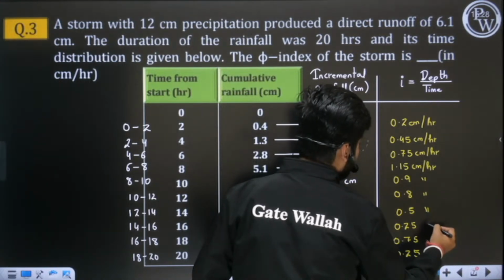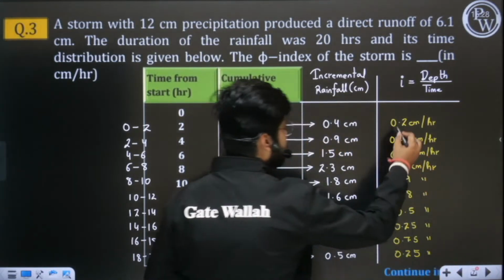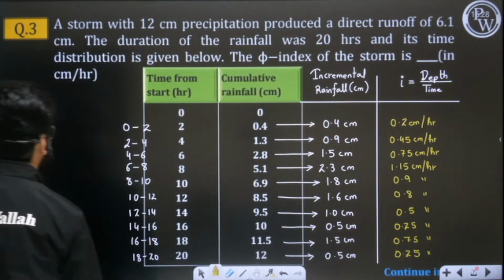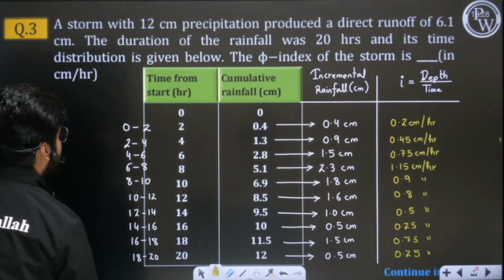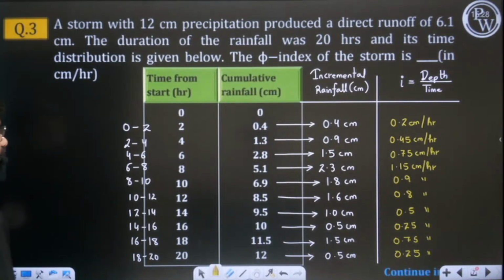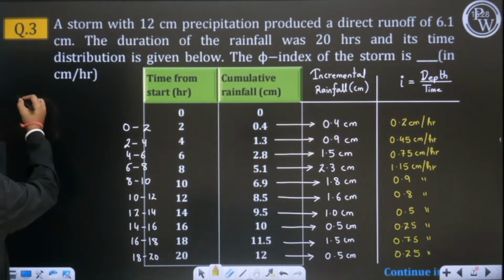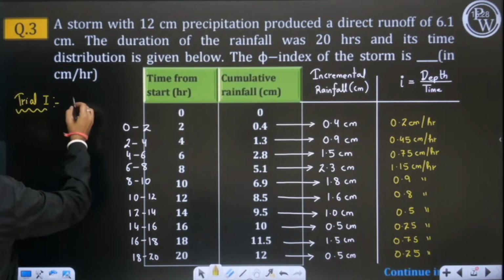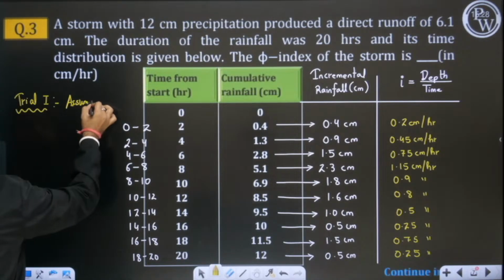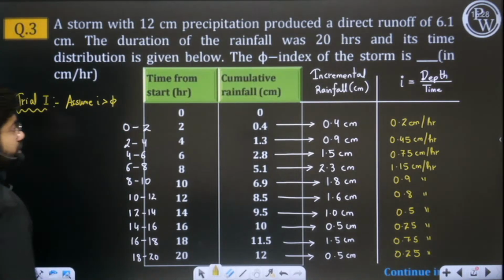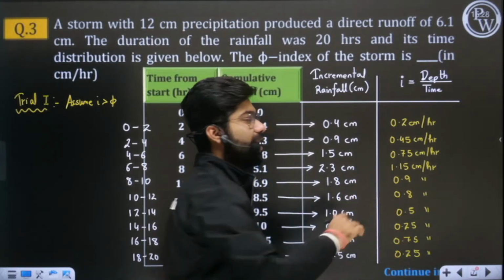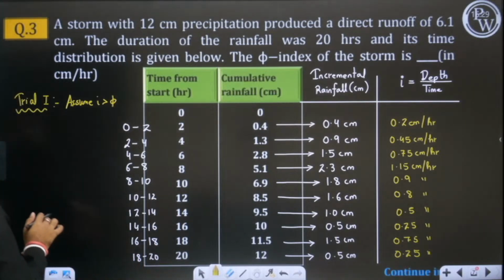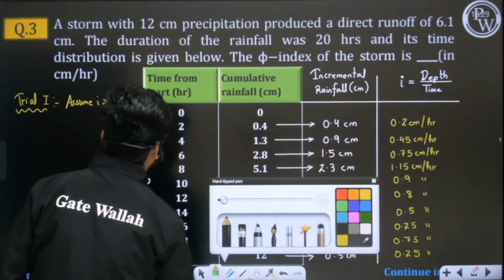So these are the intensities of rainfall. Now we have to find the phi index. Phi index is nothing but we have to take trials. The very first trial which we'll take, we'll assume that all the rainfall intensities are more than the phi value. This is our assumption, and assuming this, we will find the first value of phi.